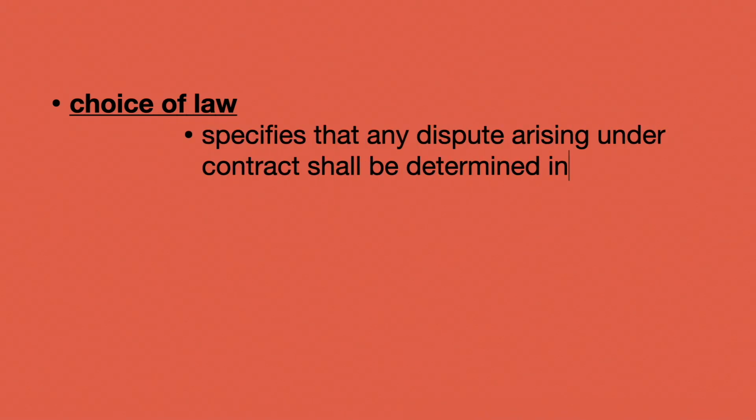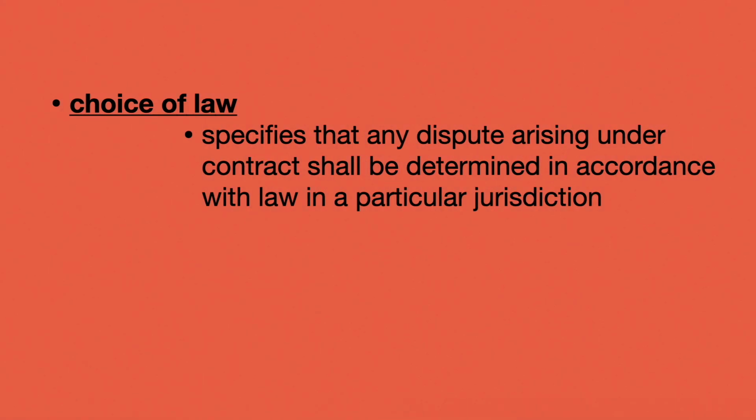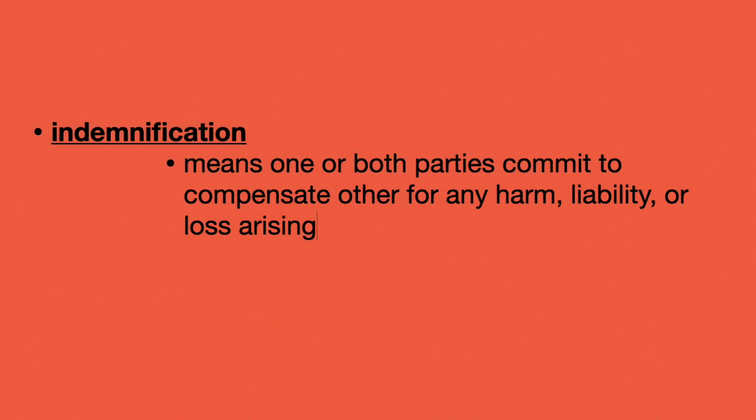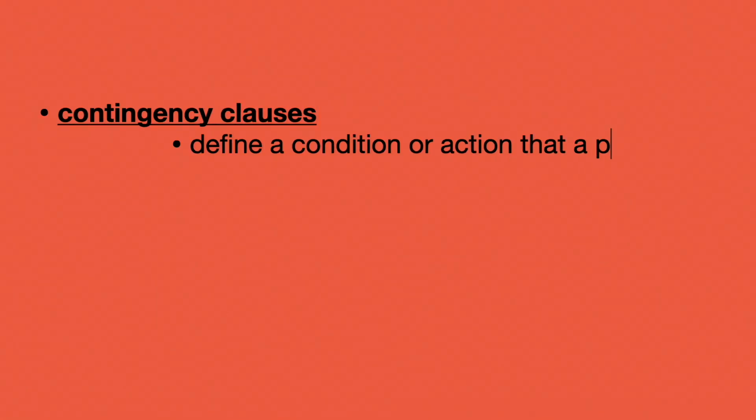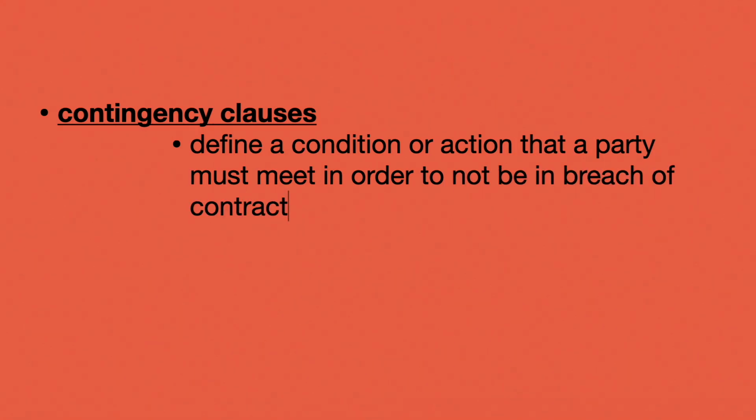Common contract clauses include choice of law, which specifies that any dispute arising under the contract shall be determined in accordance with the law in a particular jurisdiction. Indemnification means one or both parties commit to compensate the other for any harm, liability, or loss arising out of the contract. Contingency clause defines a condition or action that a party must meet in order to not be in breach of contract.